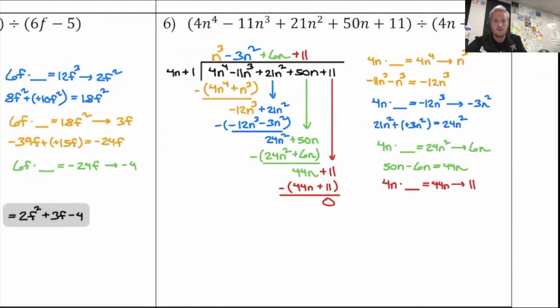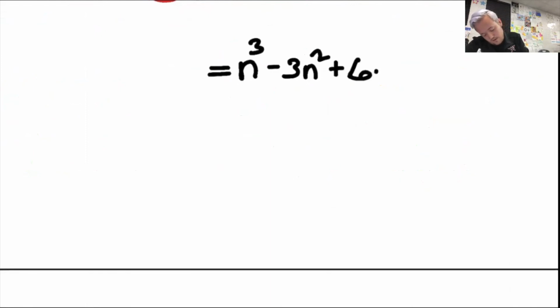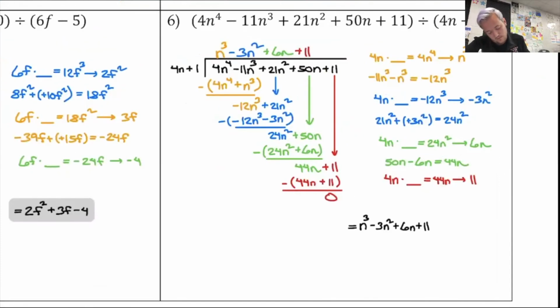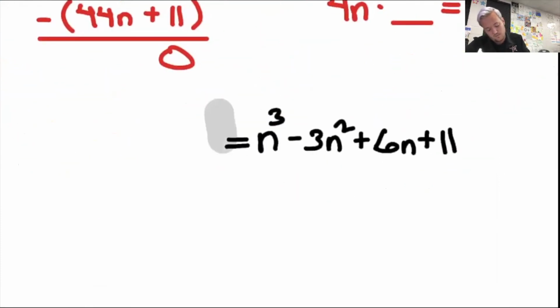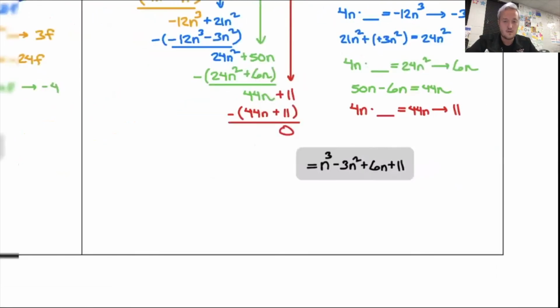All right, so your final quotient here is n cubed minus 3n squared plus 6n plus 11, I think. Yes. Boom. The evil has been defeated.